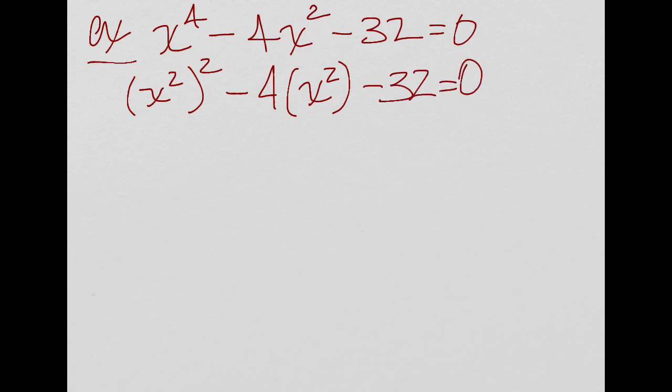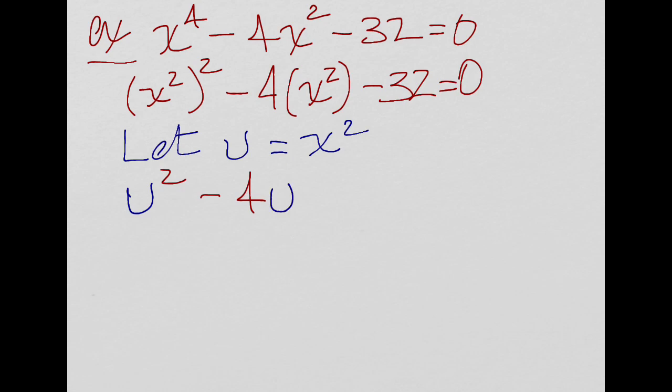So here again, we can make a little substitution. I'm going to call u x squared. So now my equation says x squared squared. I can rewrite that as u squared. And then minus 4 times x squared, I can call that u, x squared is u, and then finish it out, minus 32 equals 0.